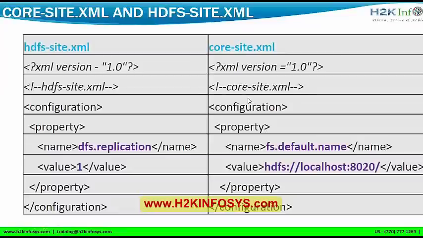And the core-site is the same thing which we followed in hdfs-site. Again, the name and value would change. So fs.default.name will tell you what is the name node address that we are going to connect to. The default address would be port 8020. So the name node would be connecting to a port called 8020.